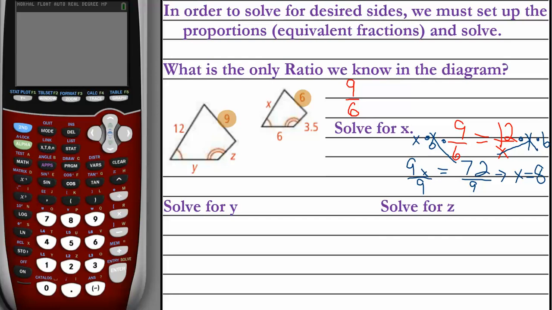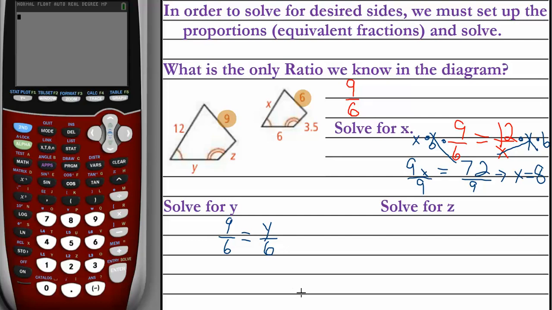Okay, let's move on to our y. Same fraction again. We're going to have the 9/6 equals, and this time the y is in the 9 figure, so we're going to have the 9 and the y in the numerator, and the corresponding side to this y is 6.